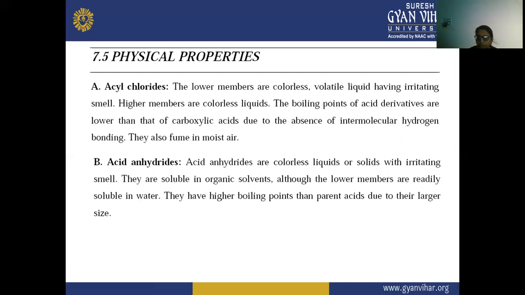These acid anhydrides are soluble in organic solvent, and although the lower members are readily soluble in water, the higher members are soluble in the organic solvents. And they have a higher boiling point than the parent acid due to their larger size. Because the acid anhydrides are larger, they have a higher boiling point than the parent acid.